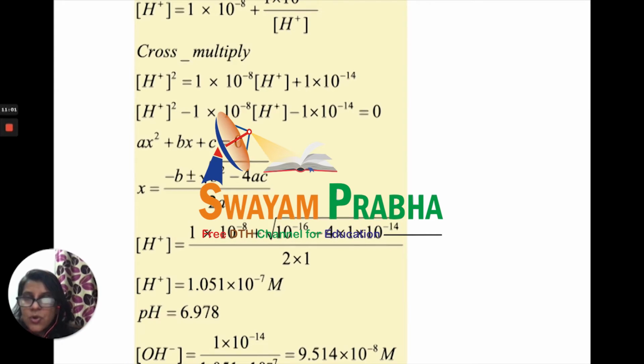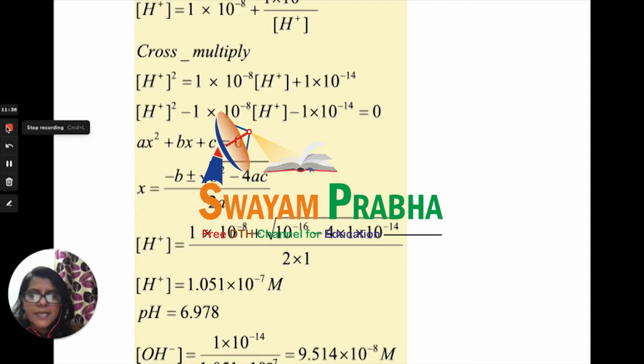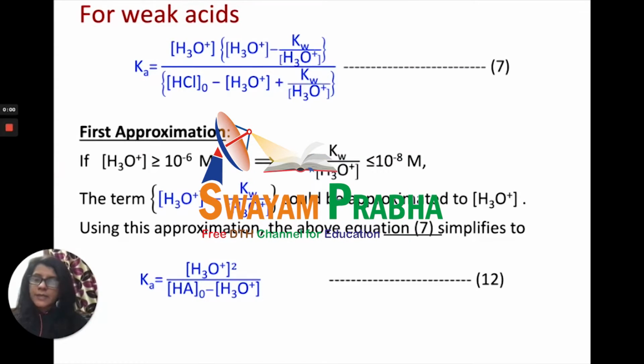Please understand it's a strong acid and it's an acidic solution. Although it is 10^-8 molar, the pH is not equal to 8 because it's an acidic solution. So the pH has to be less than 7. So you get the pH less than 7 and it is equal to 6.978. If you were to find out the concentration of OH- now, that will be equal to Kw upon H+ and you get 9.514 × 10^-8 molar. Let us continue with our derivation for monoprotic acid.